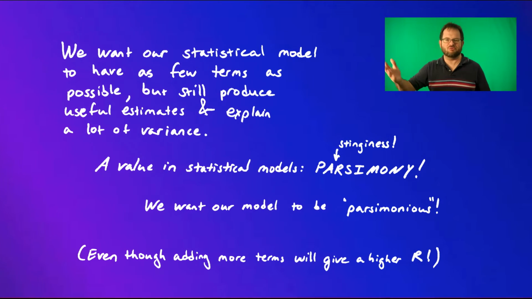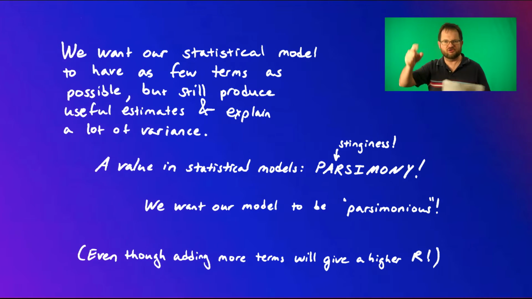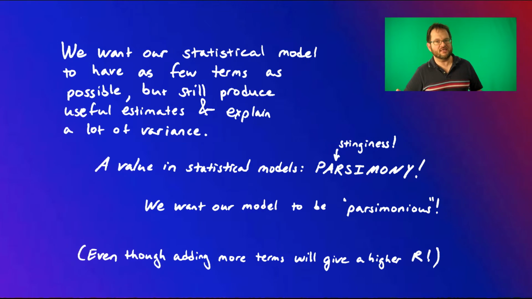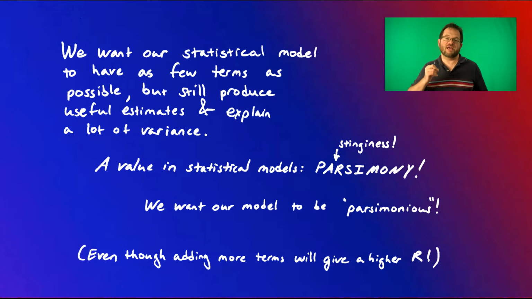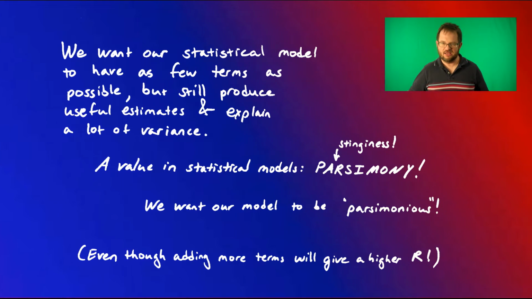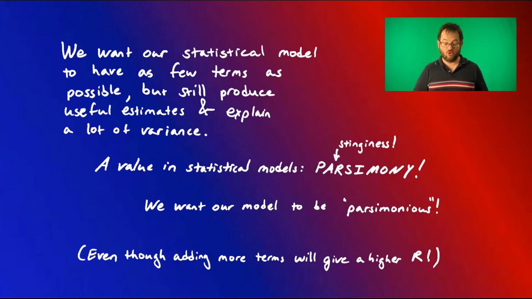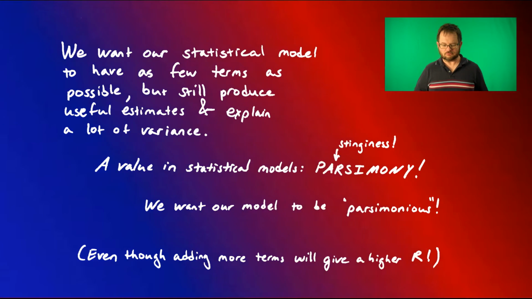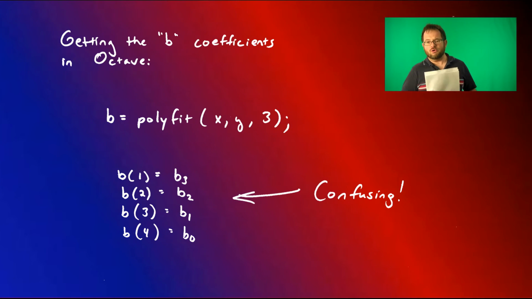I mean, you did a whole bunch more math to make this happen, and the curve that you're producing may be all over the scatter plot. Does it actually tell you anything useful about what's going on in the data? You want your model to be as parsimonious as possible. You want your model to exhibit parsimony. In other words, you want it to have as few terms as possible, even though giving it more terms will raise the correlation.